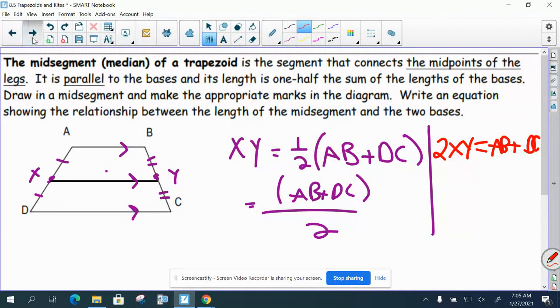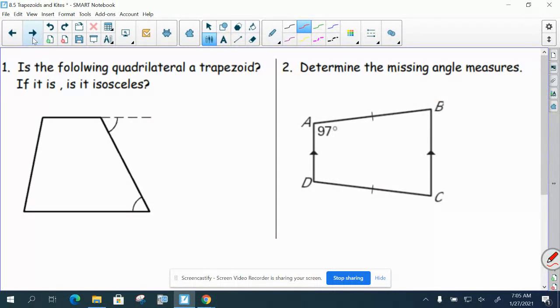All right, so now let's see if the following is a trapezoid. Do we have enough information to say if it's a trapezoid, and if so, would it be isosceles? So here, if alternate interior angles are congruent, then we know that these segments would be parallel. And if we know that those segments are parallel, then we know that it's a trapezoid. So this would be yes.